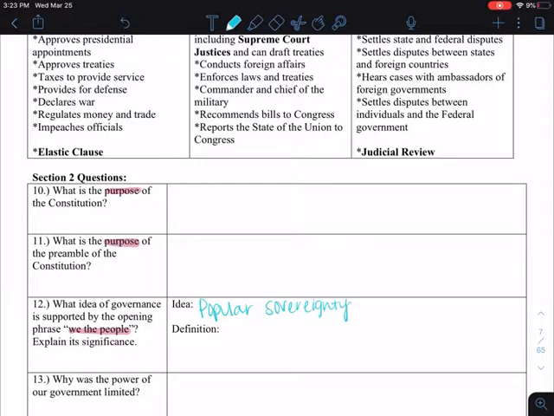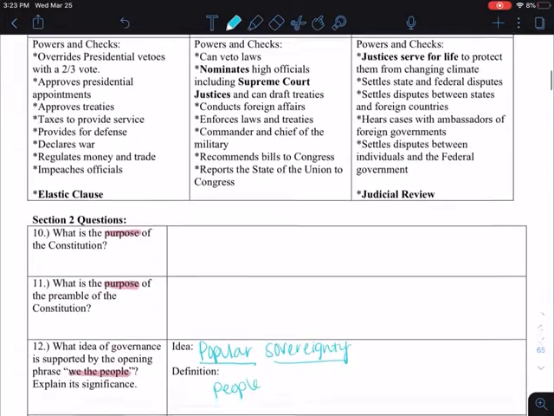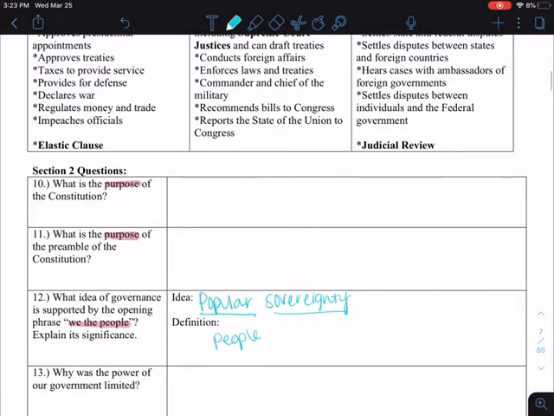And I might have spelled that wrong, but we all know I can't spell. And explain its significance. Remember, popular does not mean who is the most popular. It means the people, the populace, and sovereignty is the idea that we give up power to the government in order to be governed. And you can find that definition above as well.